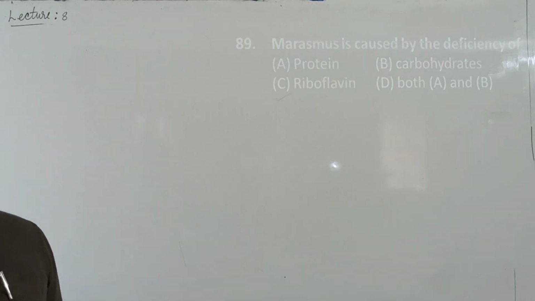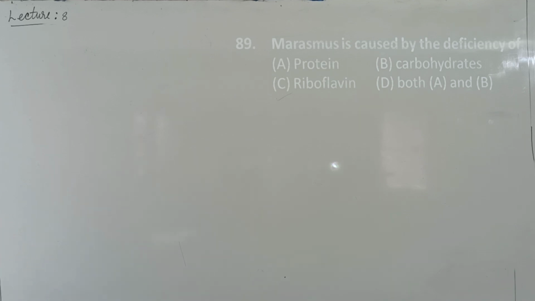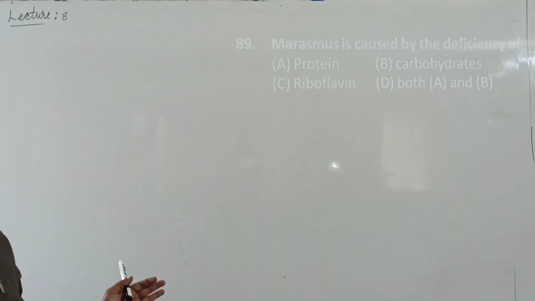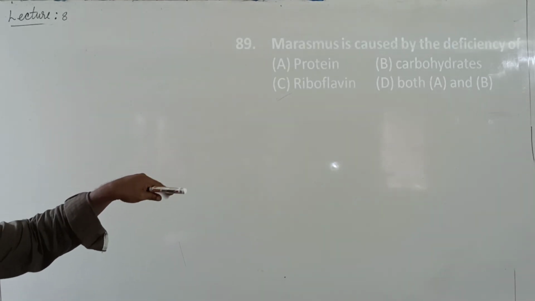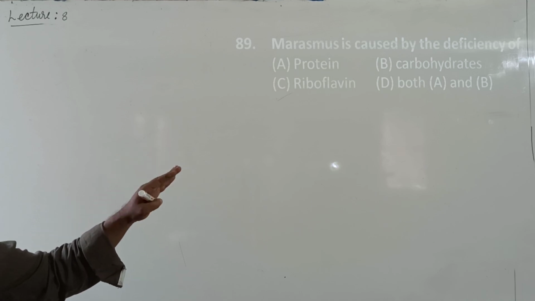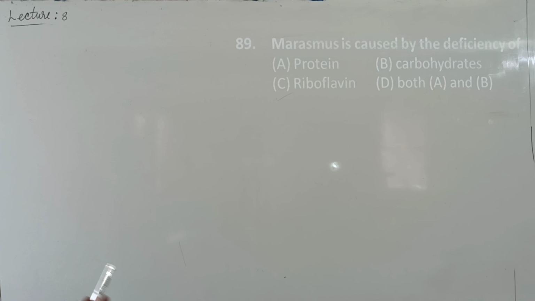The next one, marasmus, is caused by the deficiency of. Here in the textbook they have given that marasmus is the deficiency of both protein and carbohydrates. I have changed the options, so you may not find the options in the textbook. I have updated this according to the latest textbook.